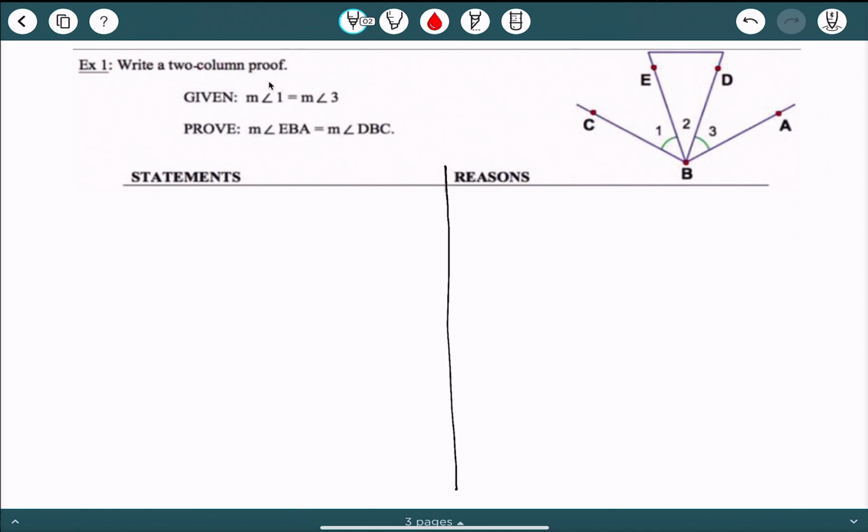Okay, so I always start with my givens. So if I state my givens, we have the measure of angle 1 equals the measure of angle 3, and that is given. Okay, so if I look at what else I can prove here, what I'm trying to prove ultimately is that EBA, which is this angle here, is equal to the measure of DBC. So we want to prove that this red and this green one are equal.